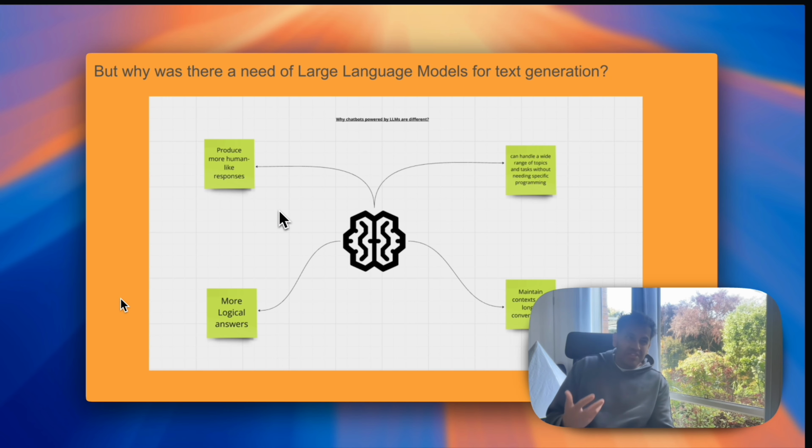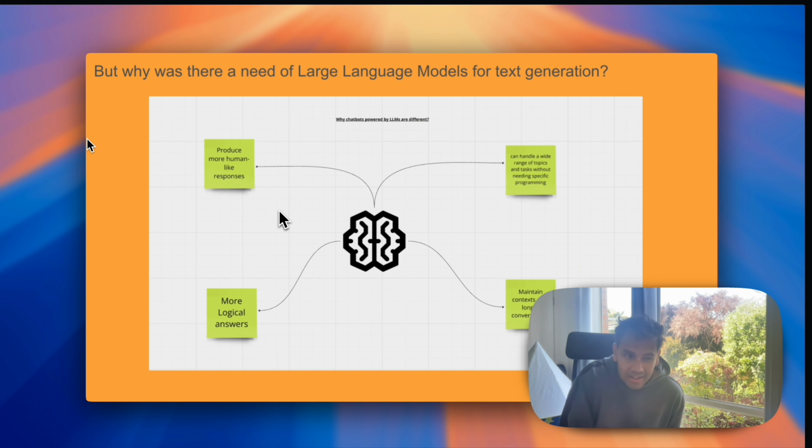Okay, but why was there a need for large language models? I think I covered lots of this in the last slide. But again, it produces more human-like responses and can handle a wide range of topics. If it's rule-based, it might have a very narrow domain of responses, which is not how you might want to interact with a human agent.